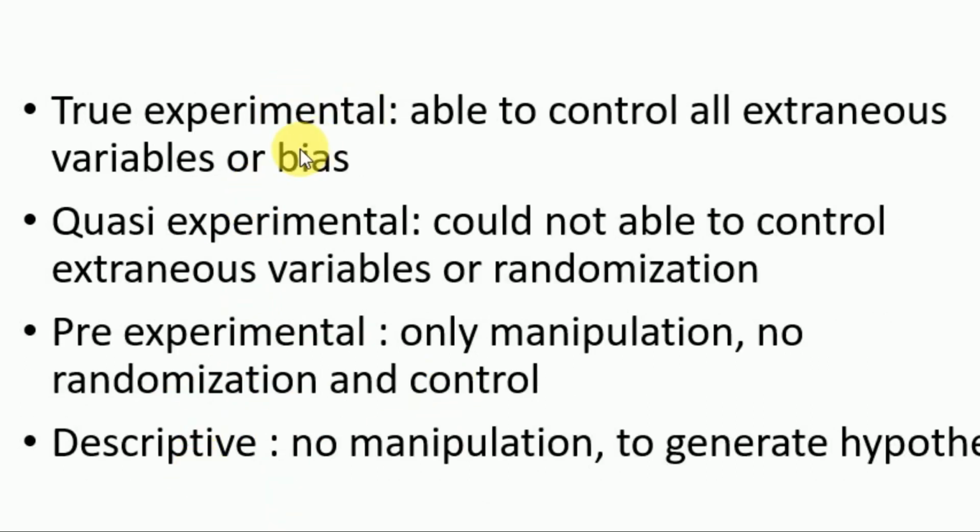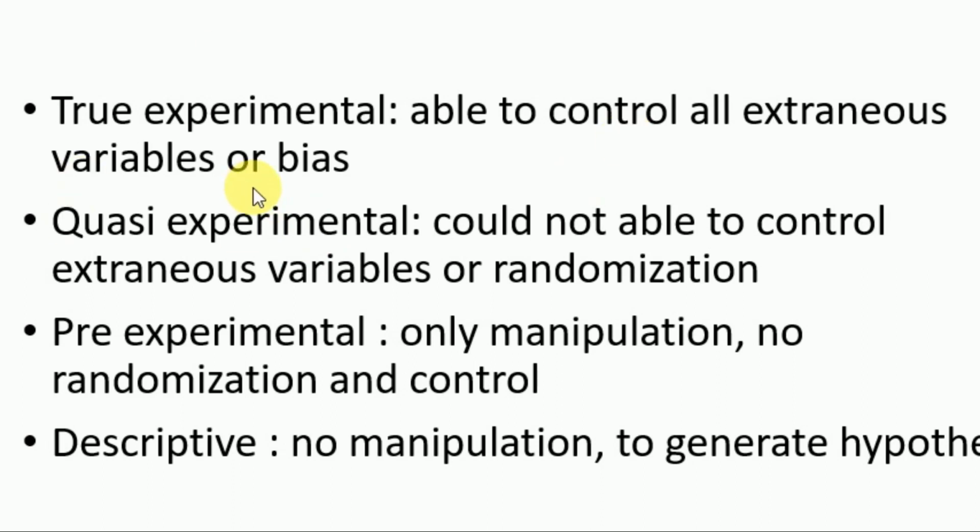Experimental research is again classified into true experimental, quasi-experimental and pre-experimental. Descriptive comes under non-experimental research. True experimental has all three characteristics: randomization, manipulation and control, so it is able to control all extraneous variables or bias. In quasi-experimental research, the researcher may not be able to control extraneous variables or may not be able to apply randomization. That is, in quasi-experimental, only two characteristics will be there.